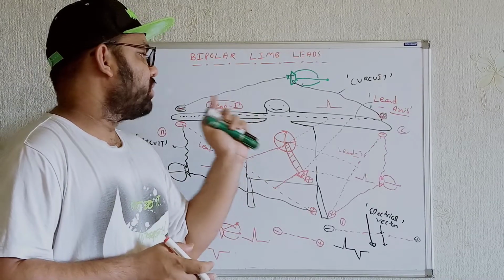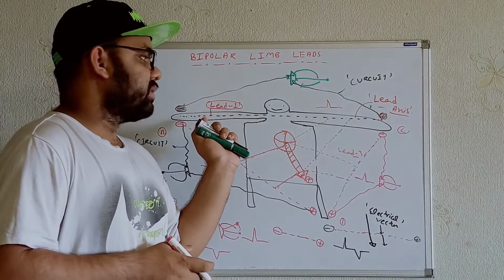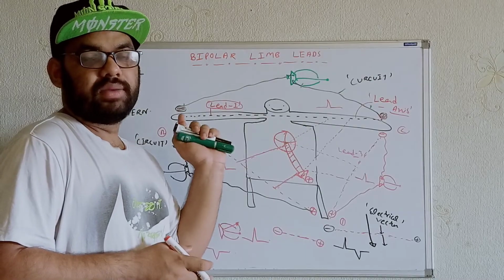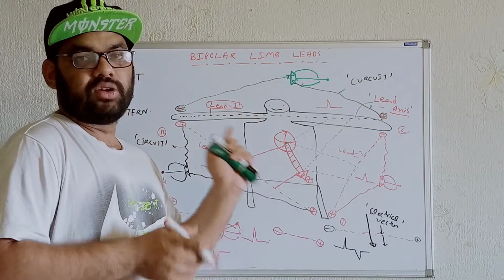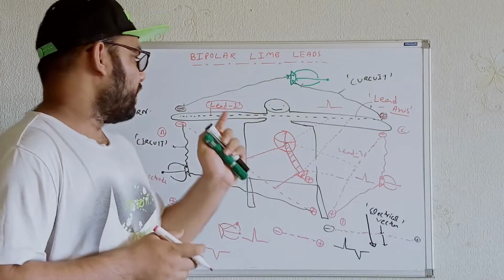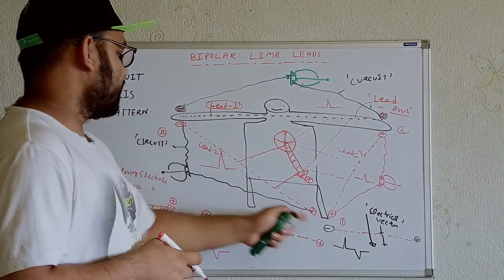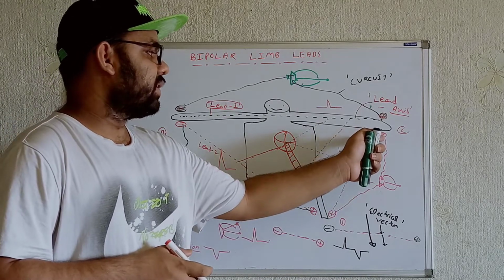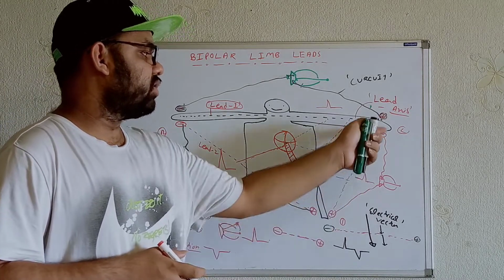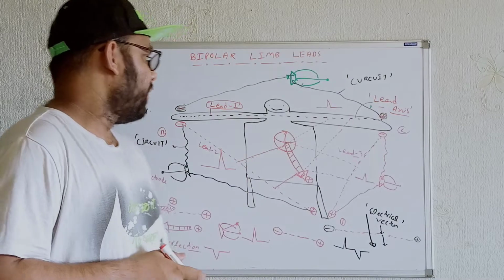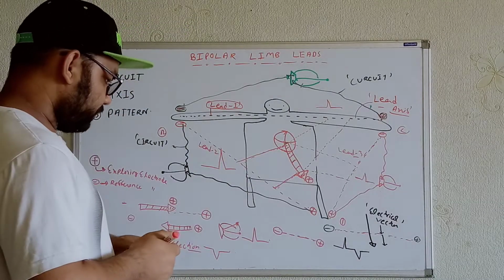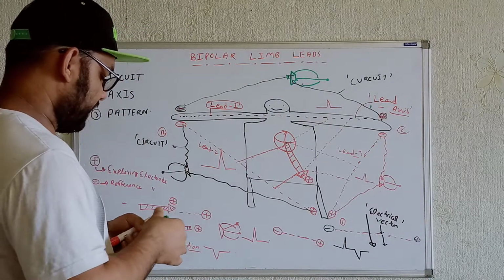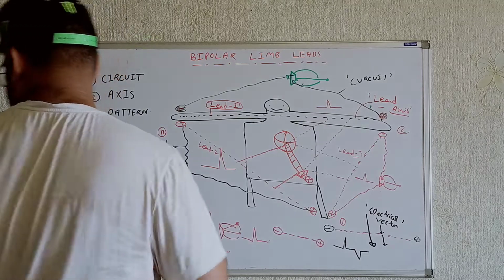So whenever we change the positions of the leads, whenever we replace the leads, we will see changes in the axis of the leads. For example, if I put negative over here and positive over here, the axis of the lead will be in this direction. If I take the negative electrode over here and the positive electrode over here, the axis of the lead will be in this direction. Okay, that's the thing.